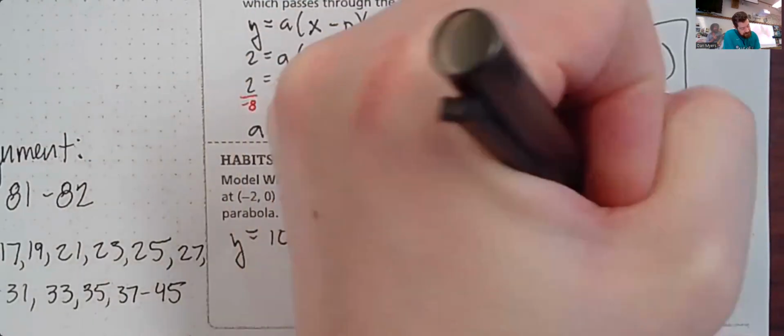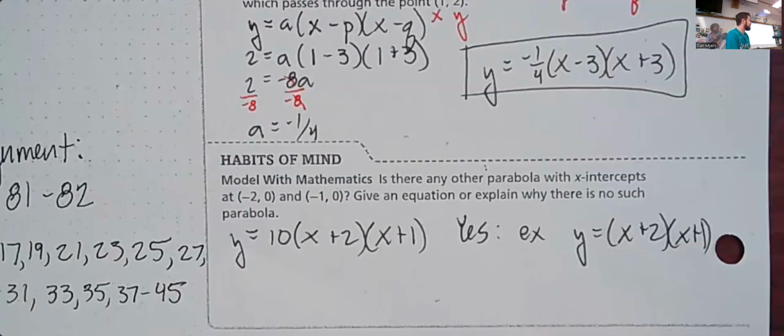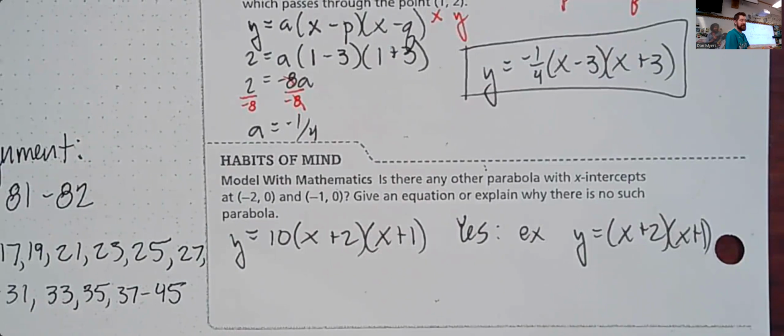Y equals (x plus 2) times (x plus 1). Just get rid of the 10. The 10 doesn't need to be there. The 10 is going to have the same x-intercepts. It's just going to be a lot narrower. So not only is there more than one, there's an infinite amount of possible different parabolas that could have x-intercepts of -2 and -1. This is just one other example.